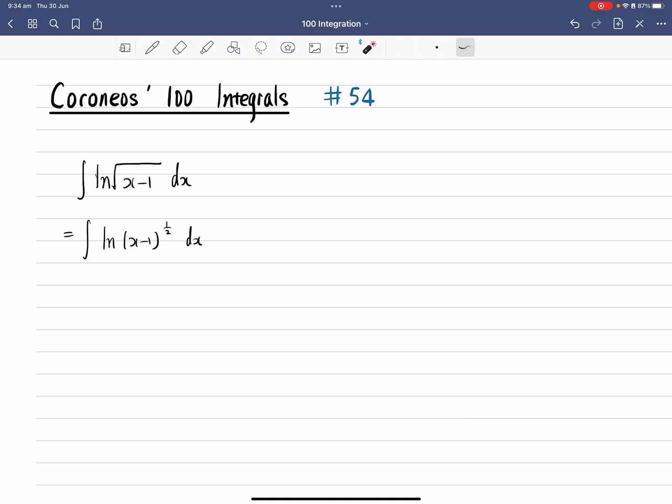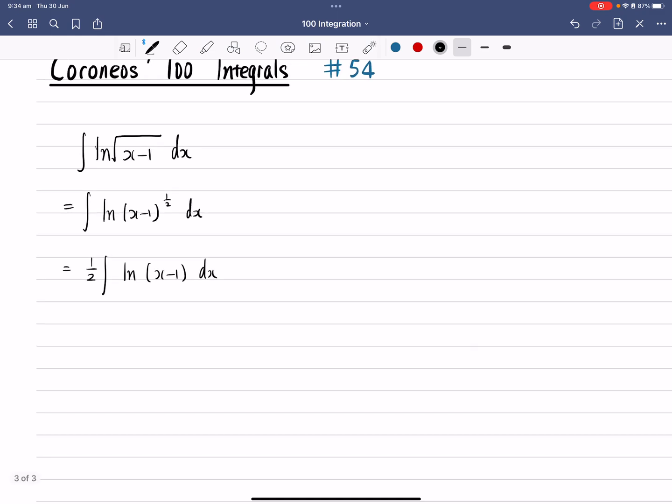All right, so once you finish that, the next step is move the half to the front, like a coefficient. You can even move this one outside the integral symbol. So you end up with, we just need to integrate ln x minus 1. So how do we integrate ln x type of question? We use the integration by parts to do this question here.